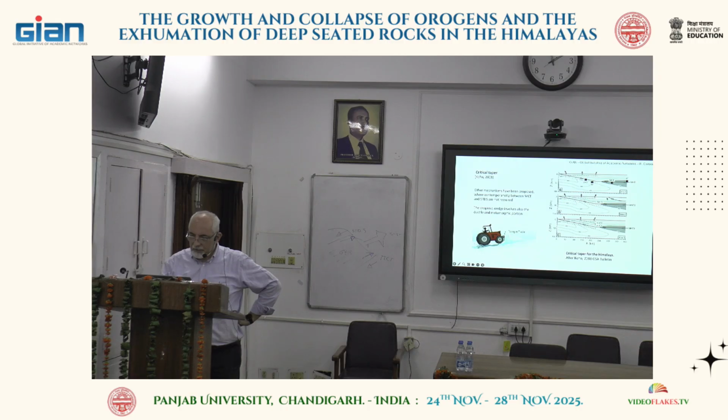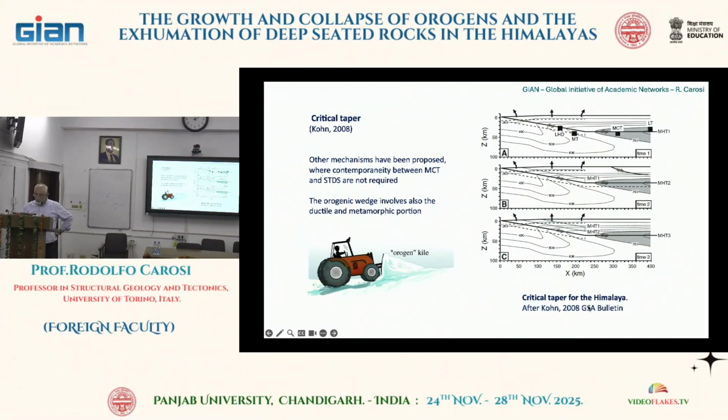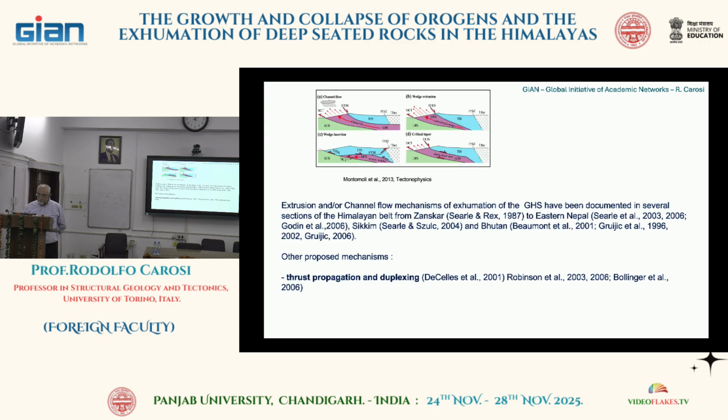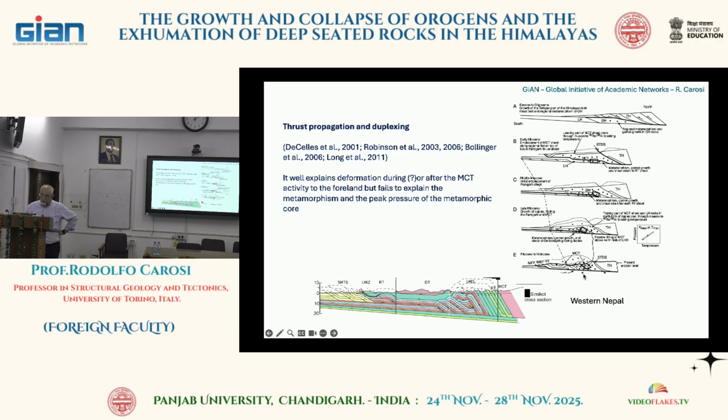Thirty, 40 kilometers. So it includes also the deeper part of the belt. This is after Matthew Cohn 2008, published in the Geological Society of America Bulletin. There are other mechanisms of exhumation proposed by people, maybe Searle, Robinson, Bollinger, and so on. There is thrust and thrust propagation in duplexes.